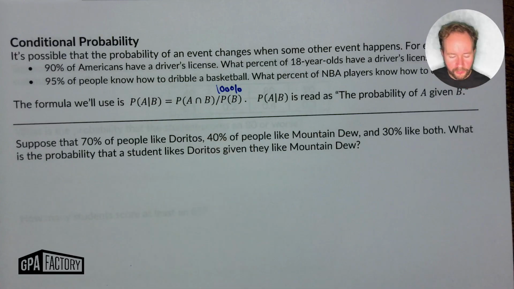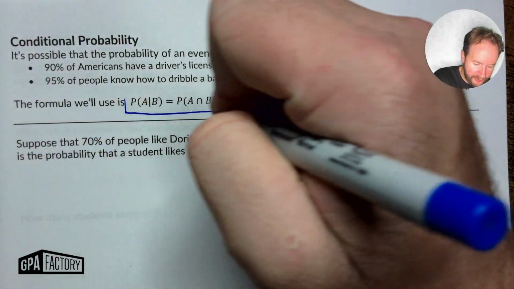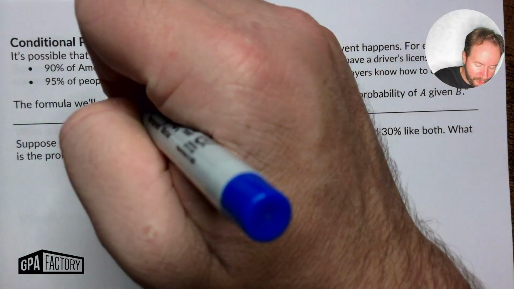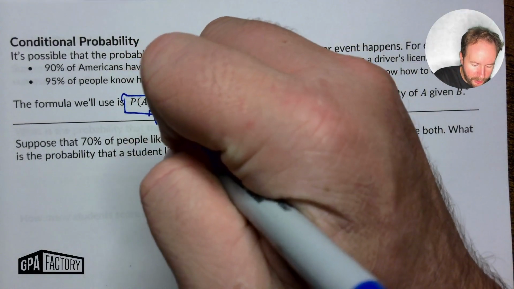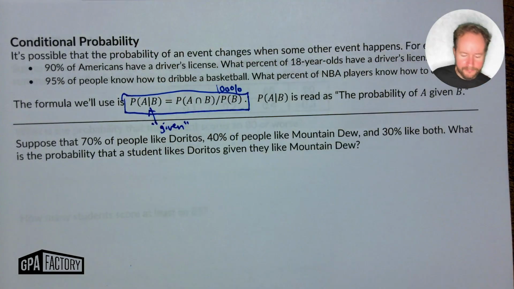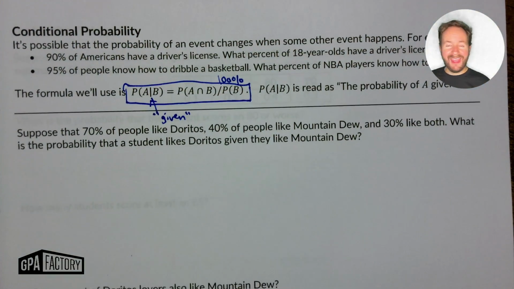So we're going to use this formula, with a little box around it. This is the formula for conditional probability. This is read as A given B. That little vertical bar means given, okay? Probability of A given B.